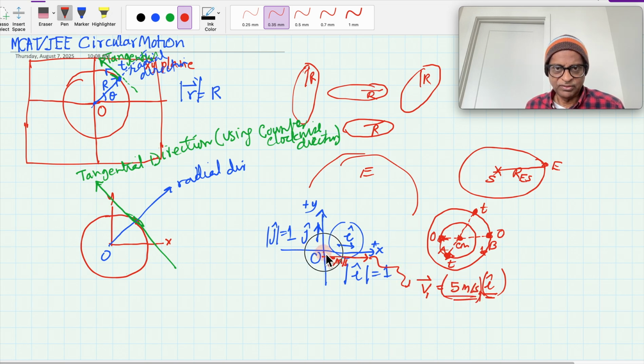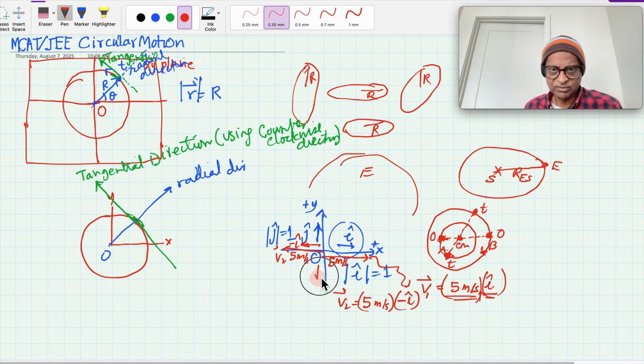Now, if I had a vector v2 in the opposite direction, but still 5 meter per second, then v2 will be 5 meter per second magnitude, but the direction will be minus i hat. It flips to that side. So this side the unit vector will be minus i hat, and this side the unit vector will be minus j hat. Things like that, okay? So we have that kind of direction notation, and we can use vectors for it.